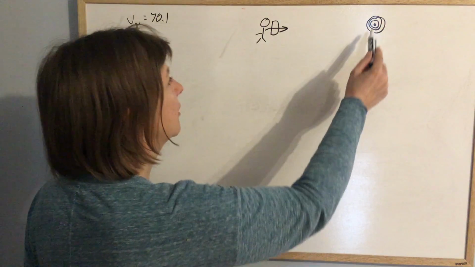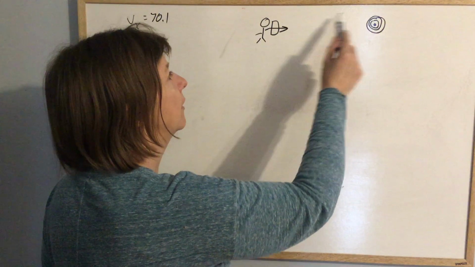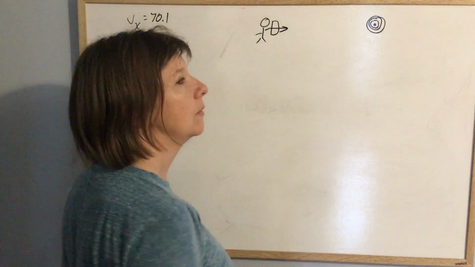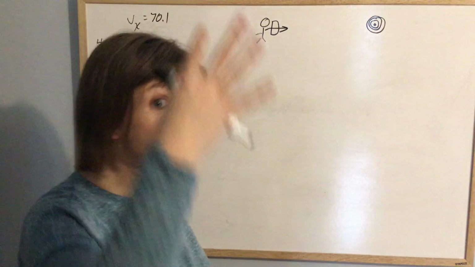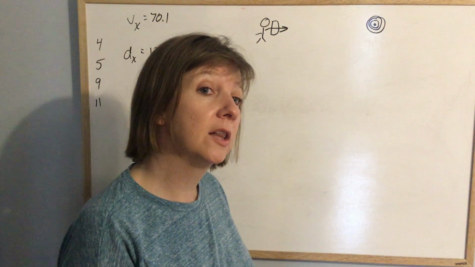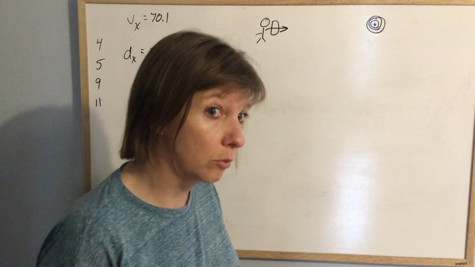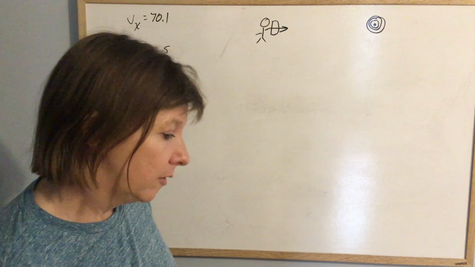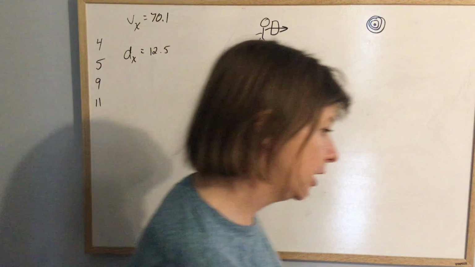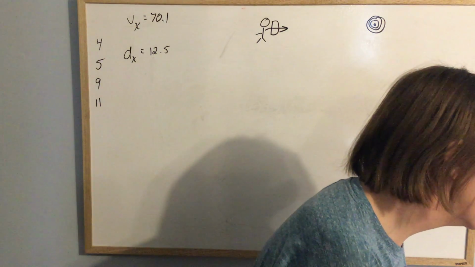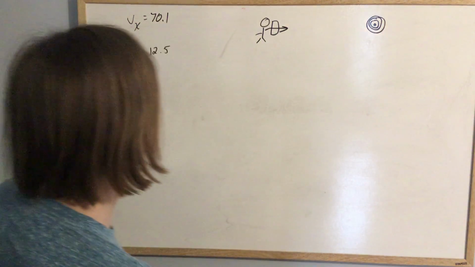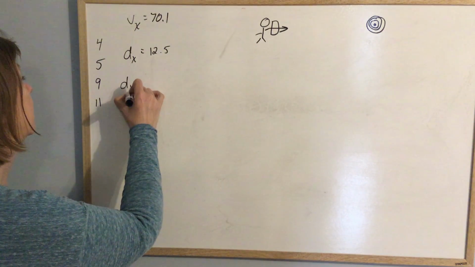Again, an archer doesn't aim at the bullseye. An archer actually has to aim a little bit above it because they know that gravity is going to be working on that arrow as it flies through the air. So I'm looking for the vertical distance. I'm looking for dy.